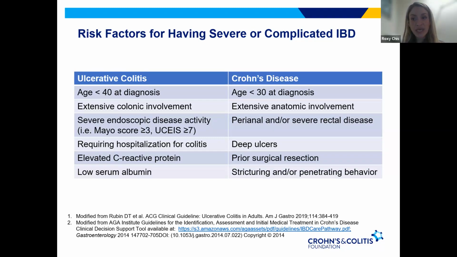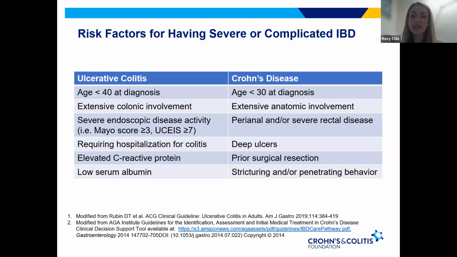And an elevated CRP, which is reflective of inflammatory burden, and then low serum albumin, again telling us there's more inflammation because they're dumping their albumin. And then in Crohn's disease, extensive anatomic involvement. The reason it says anatomic is because you can get the entire gut that can be involved. And then perianal disease. So I don't know if you remember, but I said that only 10% of patients with Crohn's disease will have rectal involvement. And that tends to be a bad prognosticator because it can form connections and perianal disease. That's normally very tough to manage.